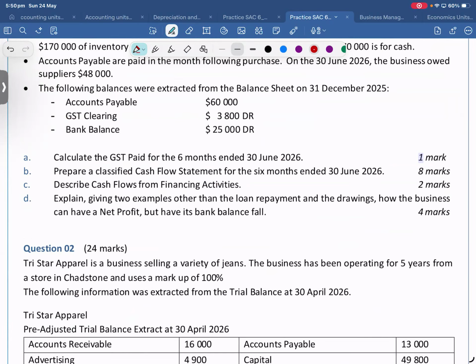Some transactions affect cash but not profit. Some transactions affect profit but not cash, and some transactions affect both, but different amounts. So what are the transactions that affect cash but not profit? Loan repayment, drawings, non-current asset purchase, term deposit, which is also a non-current asset or maybe a current asset. What about settlement, refund, payments to accounts payable? No, cost of sales.